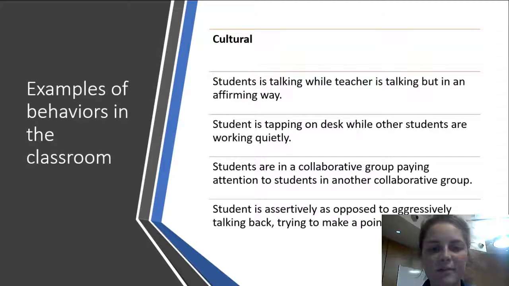Another cultural behavior might be student is tapping on desk while other students are working quietly. So that student might come from a culture where music is very big. Another example is students are in a collaborative group paying attention to students in another collaborative group, or a student is assertively as opposed to aggressively talking back, trying to make a point with the teacher.